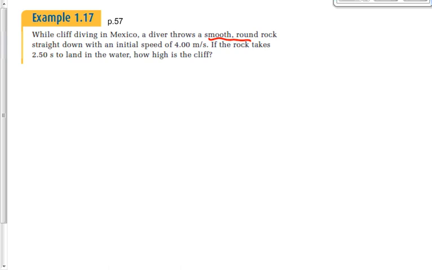John? Yeah, it's fairly aerodynamic, and there's not going to be a lot of air resistance. So we'll ignore air resistance here. Good. It throws it straight down with an initial speed of 4.0 meters per second. If the rock takes 2.5 seconds to land in the water, how high is the cliff?